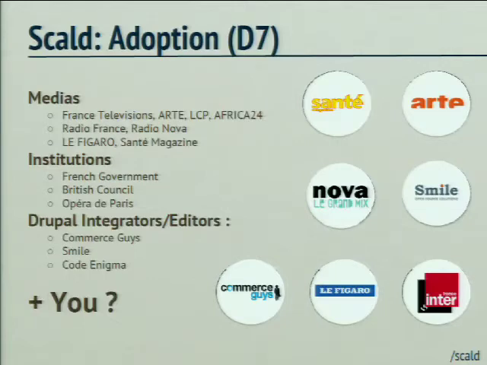You have big media companies, you have TV channels: France Télévision, Arte, which is French and German television, LCP, which is a French public television, Africa 24, an African network. You have radios: Radio France, which is the historical user of SCALD, and Radio Nova, which is really a cool radio in France with good music. You have newspapers: Le Figaro, which is one of the two most important newspapers in France, and Santé magazine, which is a monthly newspaper about health. You have institutions, like the French government, for some sites about World War I, the British Council in the UK, the Opéra de Paris.